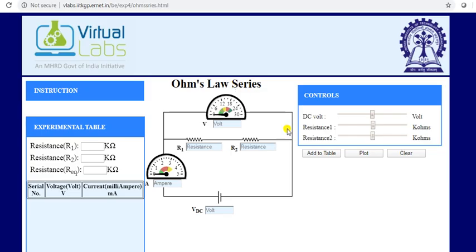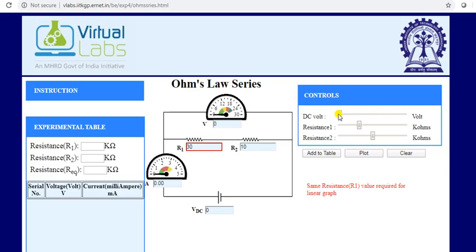So let's start the simulation of Ohm's law. There are two resistances, R1 and R2. First of all, we have to set the value of these two resistances. So suppose the first resistance is 30 kilo ohm and the value of R2 is 10 kilo ohm.